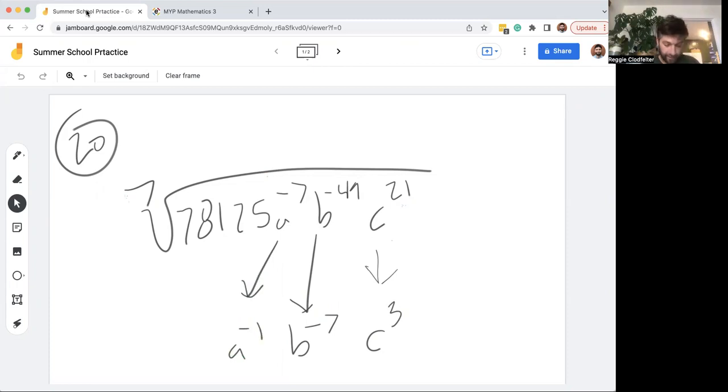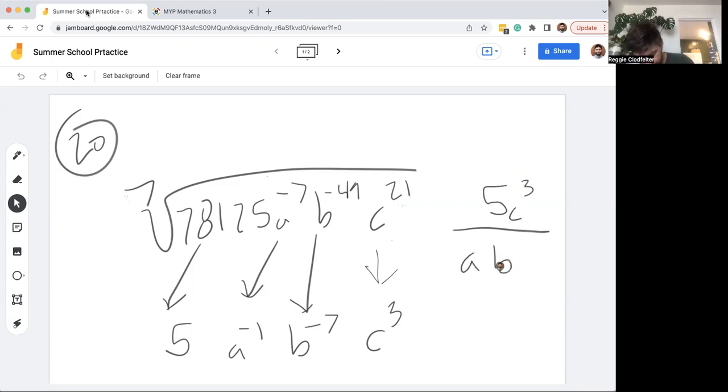And then here I have an actual number, my coefficient, and I can just 7 root it. And 78,125, the 7 root of that is 5. So I have 5 times a to the negative 1st times b to the negative 7th times c to the 3rd. And then remember, I want only positive exponents, so I'm just going to move them to my denominator. I'm going to get 5c cubed over a times b to the 7th. That's my answer to 2O.